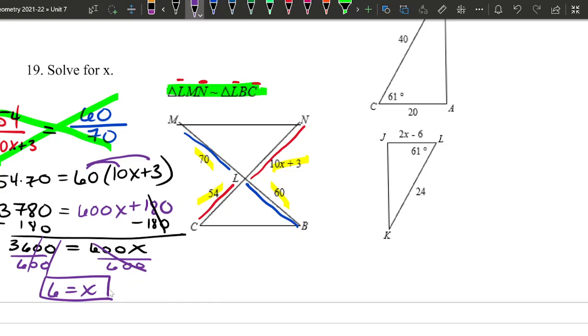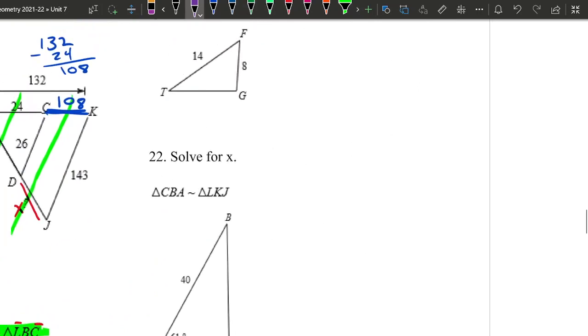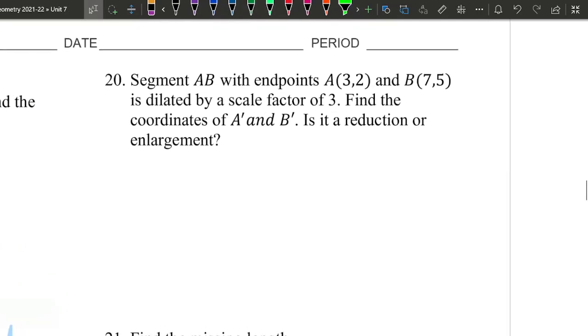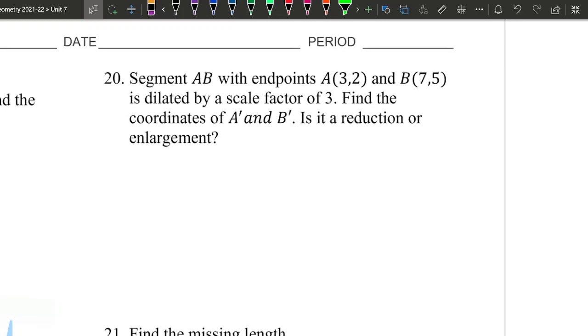Okay. Now look at number 20. Most of these problems on the review are proportions. Number 20 is one of them that is not a proportion. Segment AB with endpoints A at 3,2 and B at 7,5 is dilated by a scale factor of 3. Find the coordinates of A prime and B prime. Is it a reduction or an enlargement?